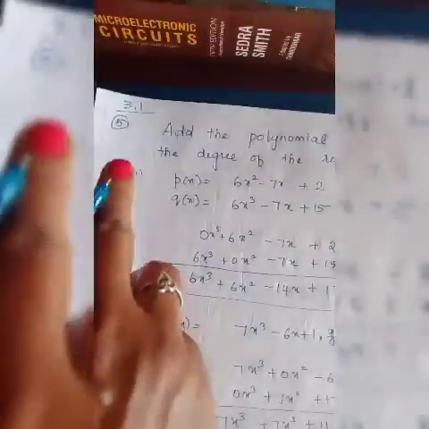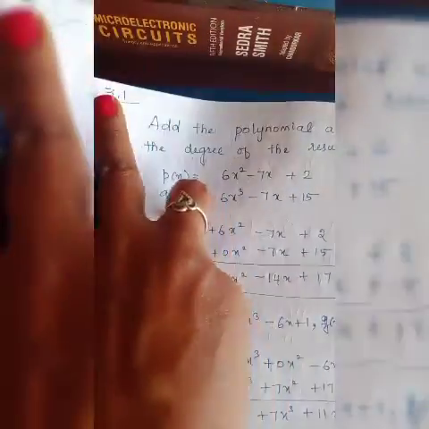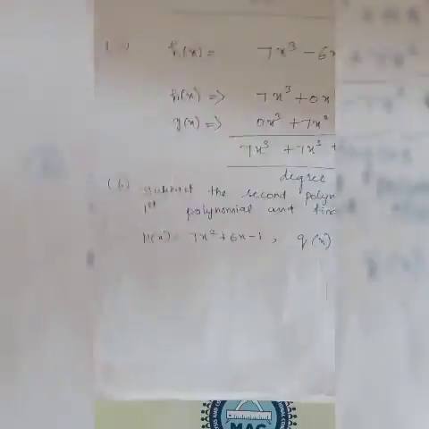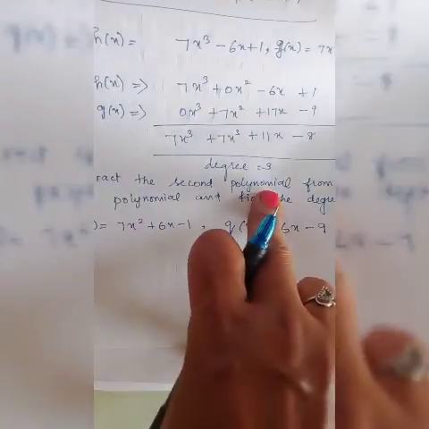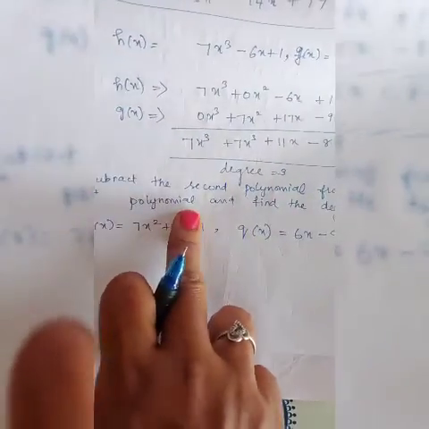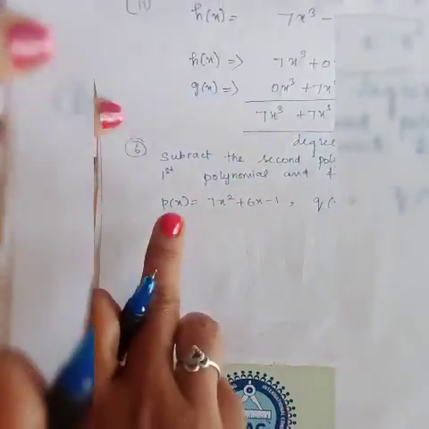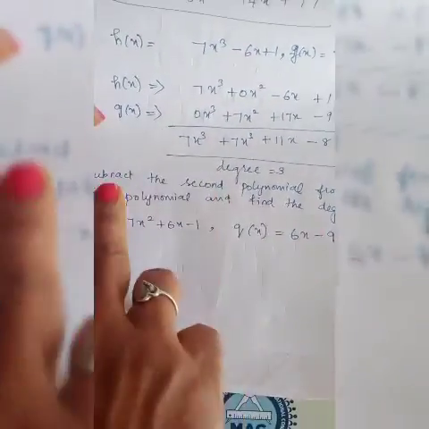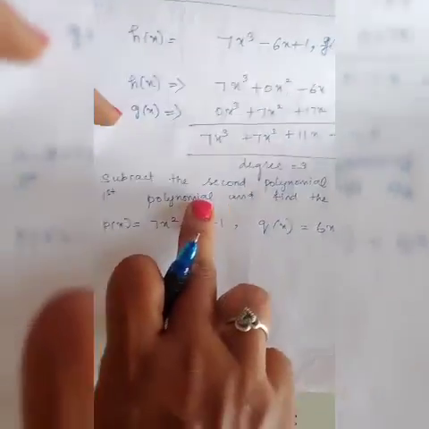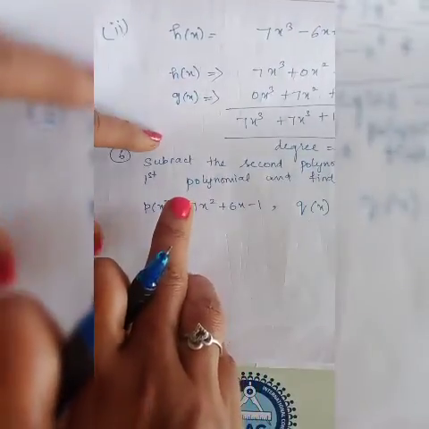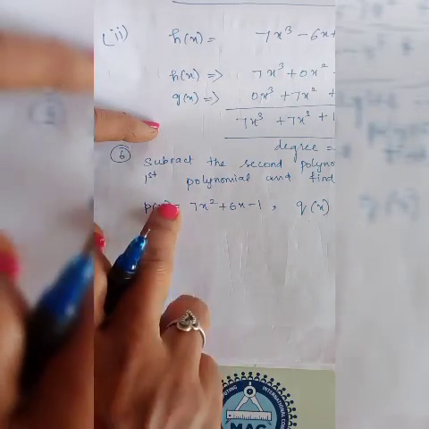Sixth problem under the same exercise 3.1, 9th standard state board syllabus. Now we have to subtract the second polynomial from the first polynomial and find the degree. The first polynomial is this, the second polynomial is this. What is given? Subtract the second from the first polynomial.